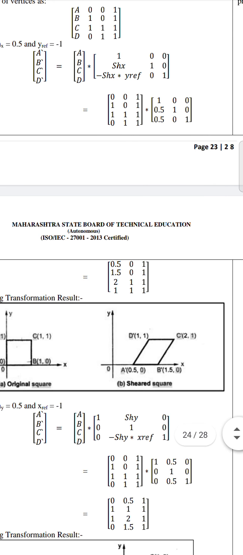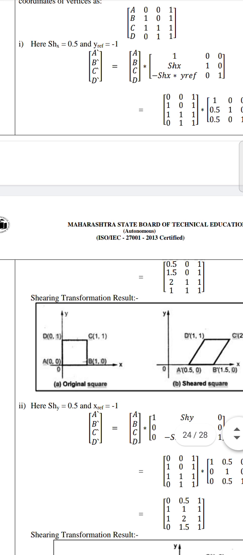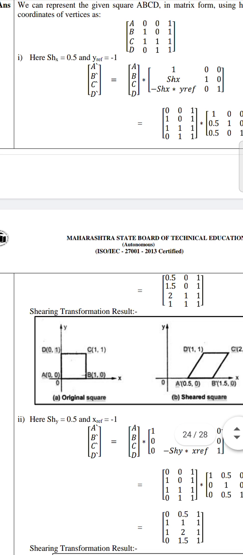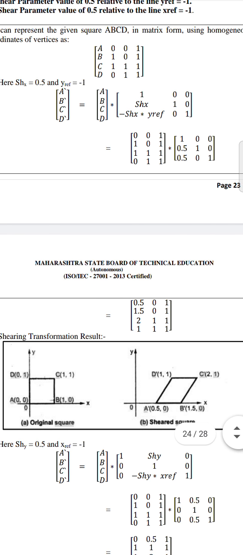They have represented this final result in a diagram also. I have already told you how this particular transformation is performed. So the original square, and after application of shear force you are getting a new object. So it is shifted in the x direction.